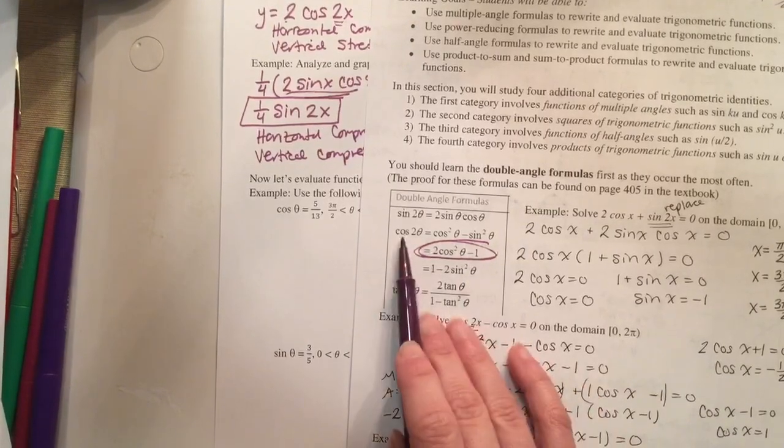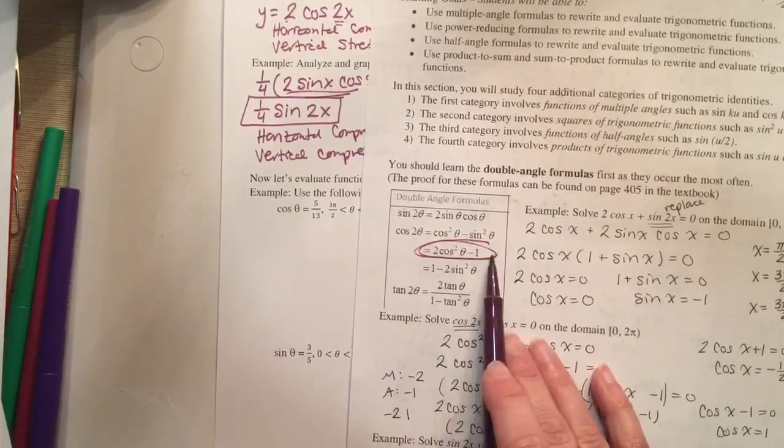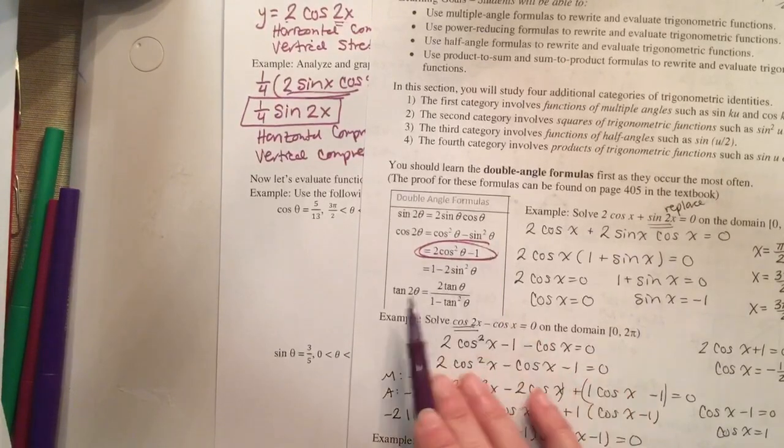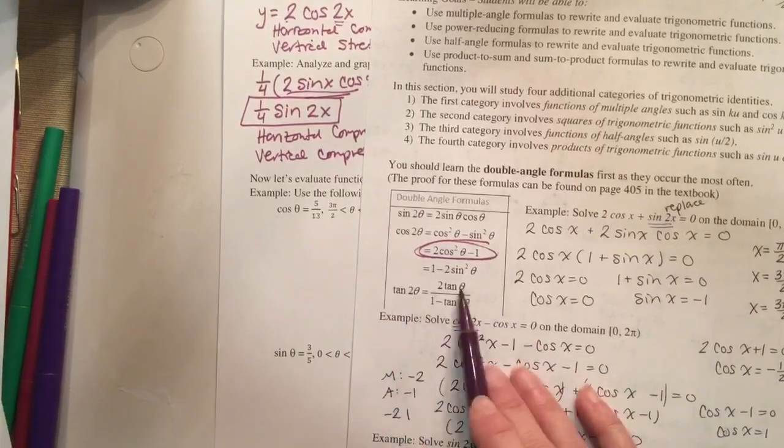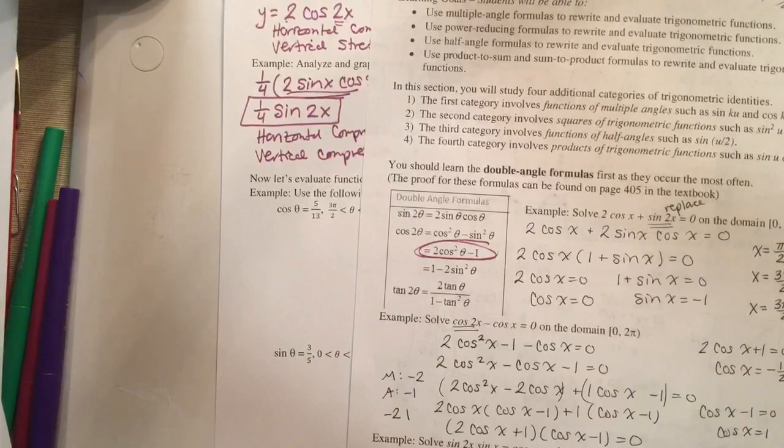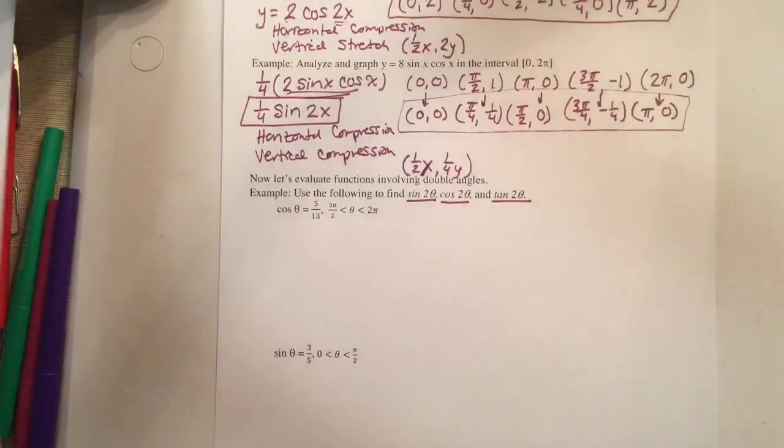So when we do cosine of 2 theta, this is the one I always go to. And then tangent of 2 theta. Tangent is always kind of a pain. I don't know if you've realized that, but tangent's going to be a little bit more work than the others because we're dealing with fractions. All right, let's do this.